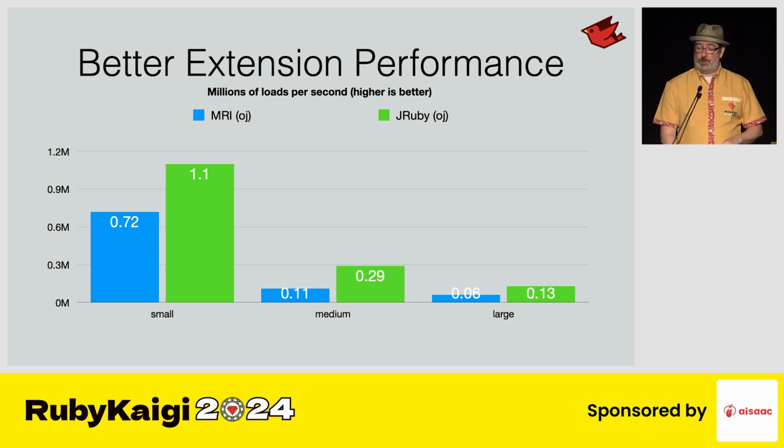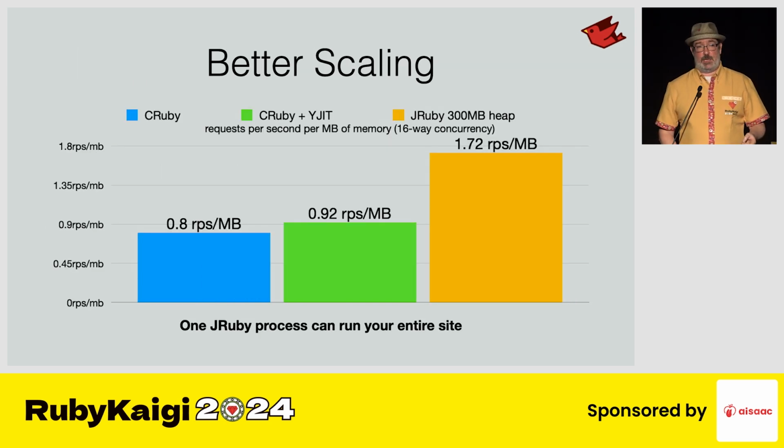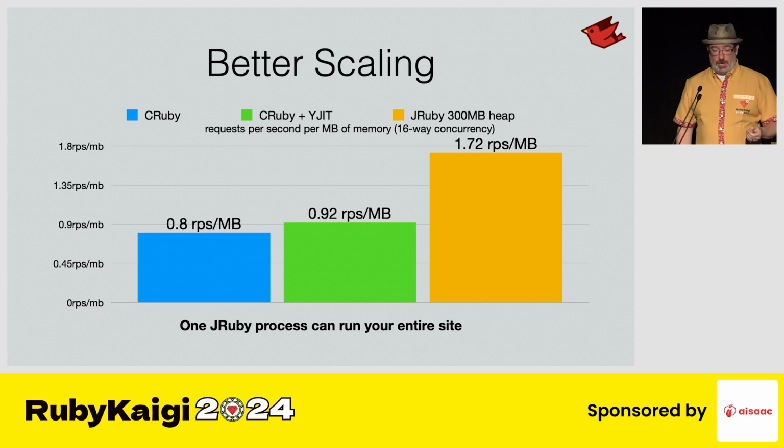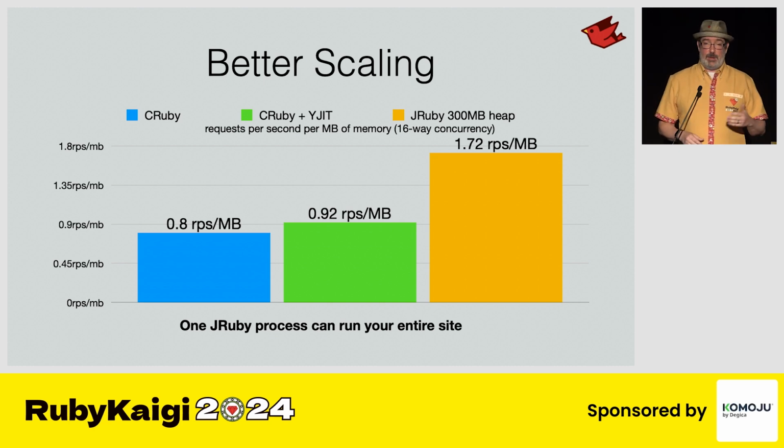of a performance boost. We also can do much better on scaling applications. Because you can run a single JRuby application for your entire site with tens or hundreds or thousands of concurrent users, we're able to scale much better with the available resources. We can use all of the cores in the system, and we can do more requests per second based on how much memory you're using.